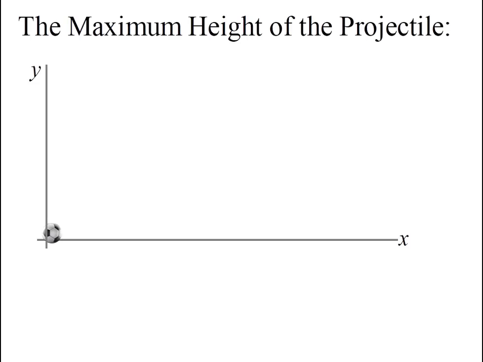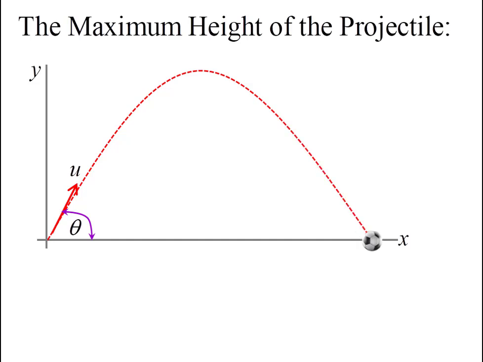Now let us see the maximum height of a projectile. Whenever a projectile goes on like this, this is the maximum height. At the maximum height, vy, the y component of the velocity, becomes 0, but vx is always u cosine of theta.